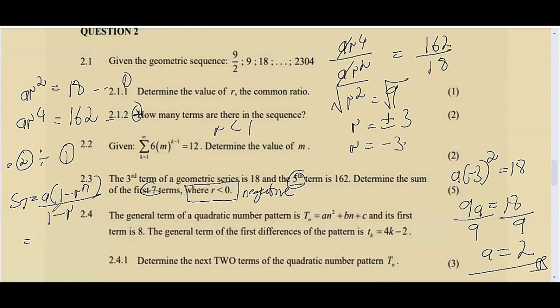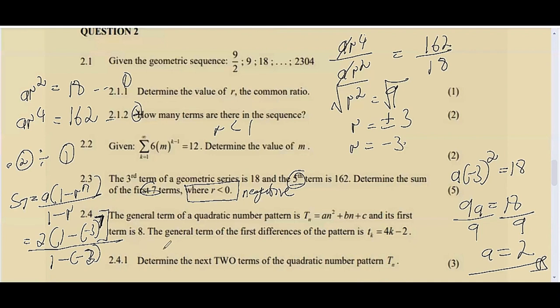So A is 2, times 1 minus, in brackets, negative 3 to the exponent of 7, over 1 minus negative 3, right? So pay attention to those signs. So this is all to the exponent of 7.